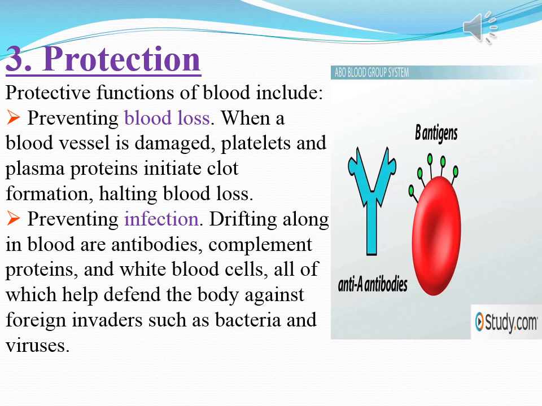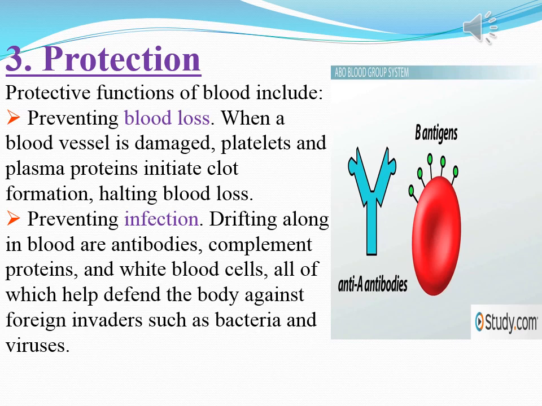So this clot is formed by the plasma protein fibrinogen and platelets, which help to halt blood loss. This is a protection mechanism. Second, preventing infection. Blood helps to prevent infection.